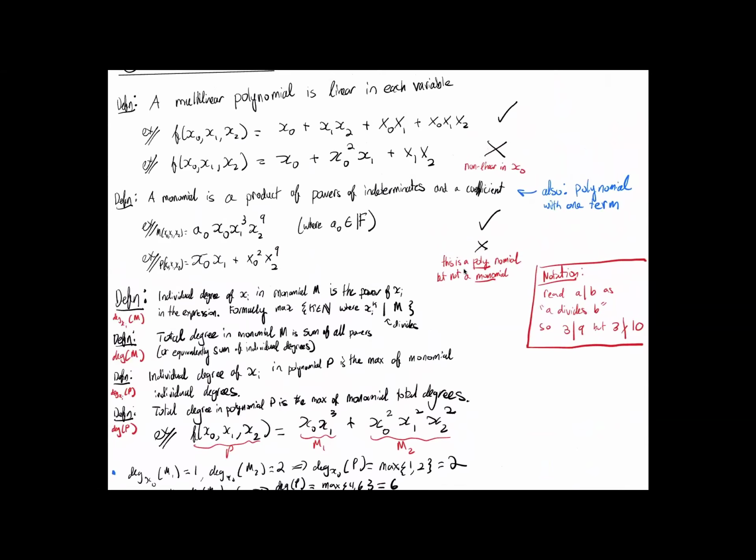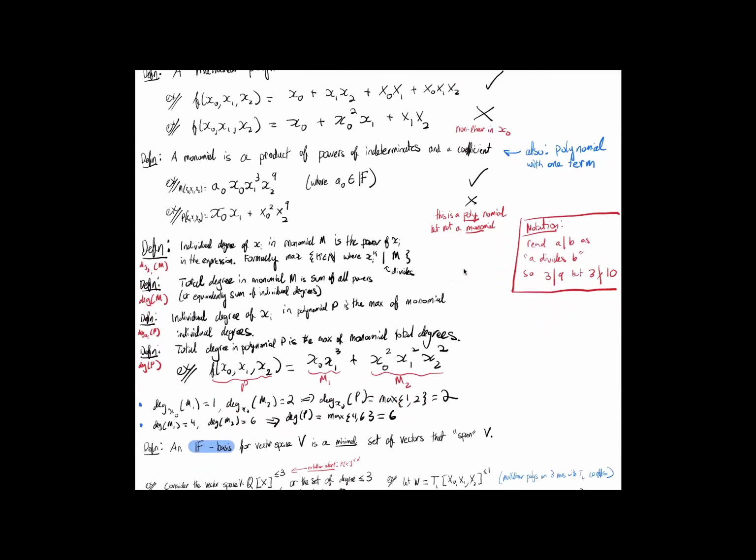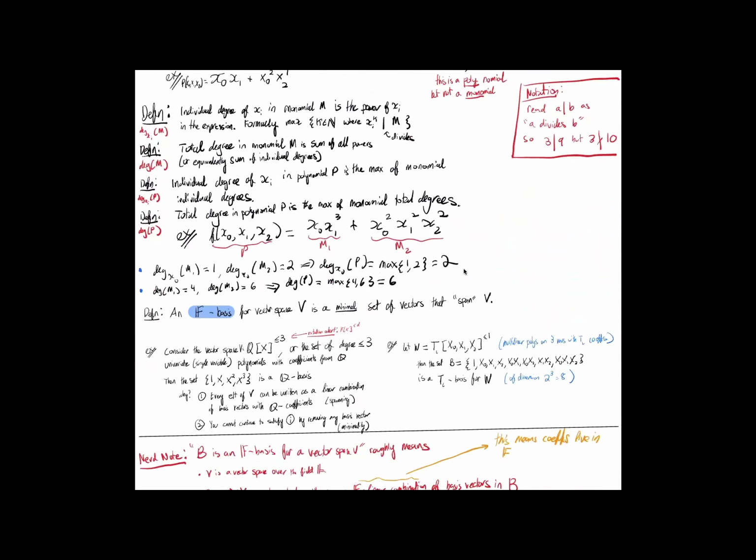Okay, no worries. Cool. So back to multilinear polynomials. Another way to describe a multilinear polynomial is that it's a polynomial whose maximum individual degree is 1. That means the individual degree of each of these can be at most 1. Great.